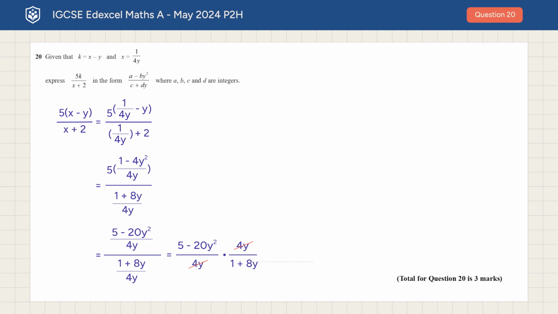This leaves us with a much cleaner expression. 5 times the fraction, 1 minus 4y squared over 1 plus 8y. Finally, we expand the numerator by multiplying the 5 into the bracket. 5 times 1 is 5, and 5 times negative 4y squared is negative 20y squared. So our final answer in the required form is 5 minus 20y squared over 1 plus 8y. Comparing this to the template, we can see that A is 5, B is 20, C is 1, and D is 8.